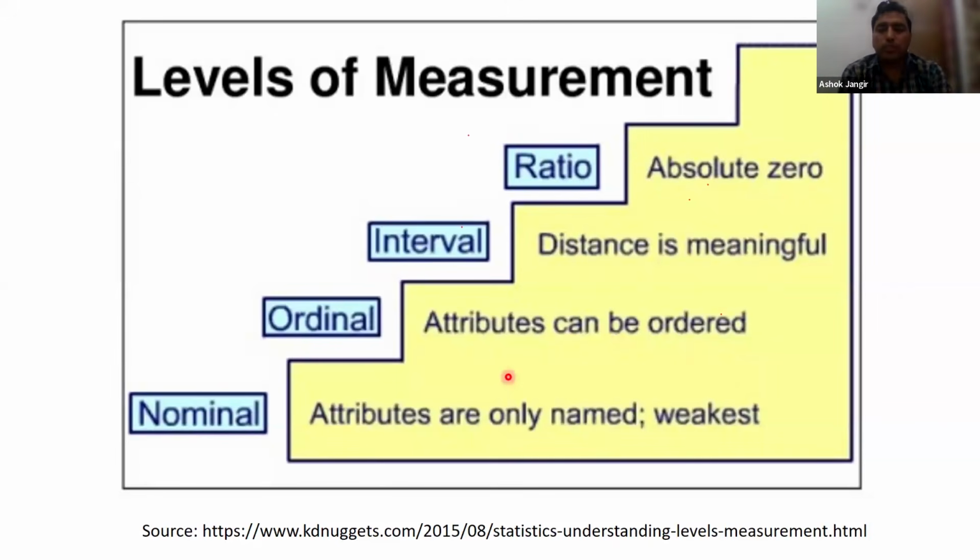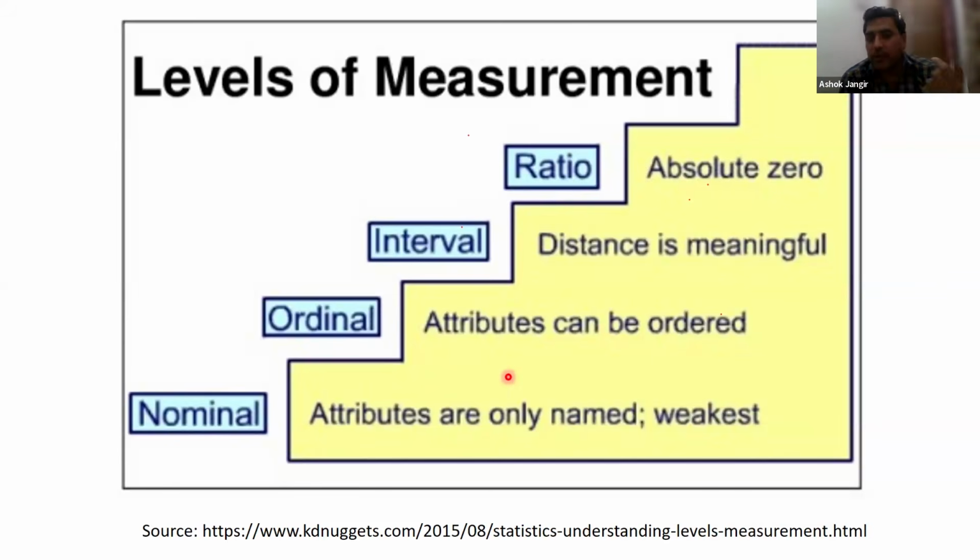Absolute zero means if we give that variable a zero value, it means it does not exist. For example, zero height means no height, there is nothing. Okay, it is called absolute zero. For example, weight is 0 kg, it means there is no weight. Distance is zero. BP is zero, systolic BP is zero, it means there is no existence of that. That is called absolute zero.